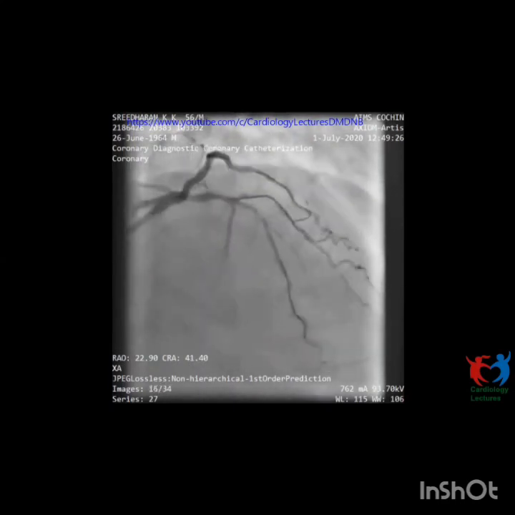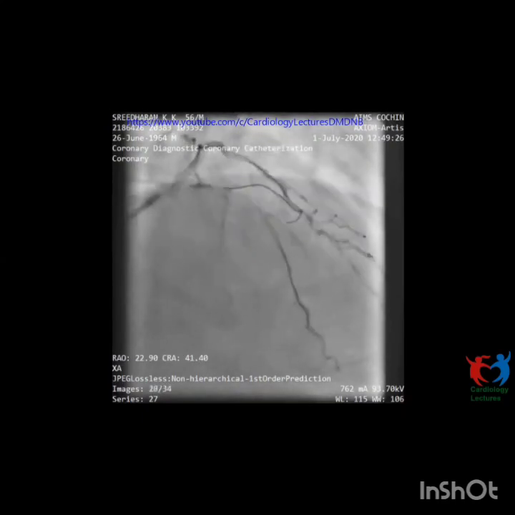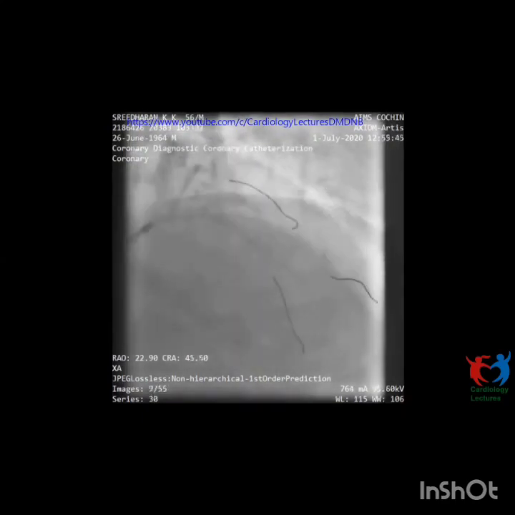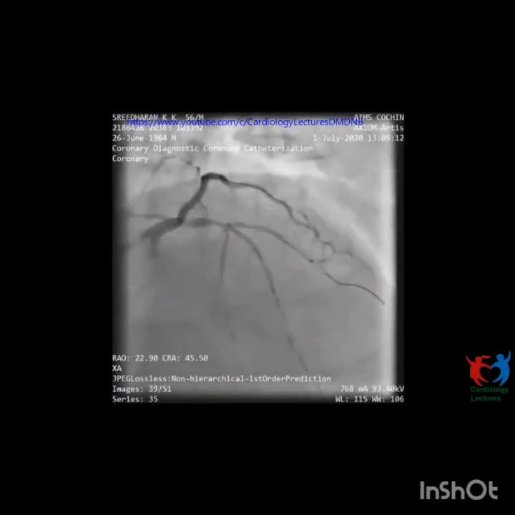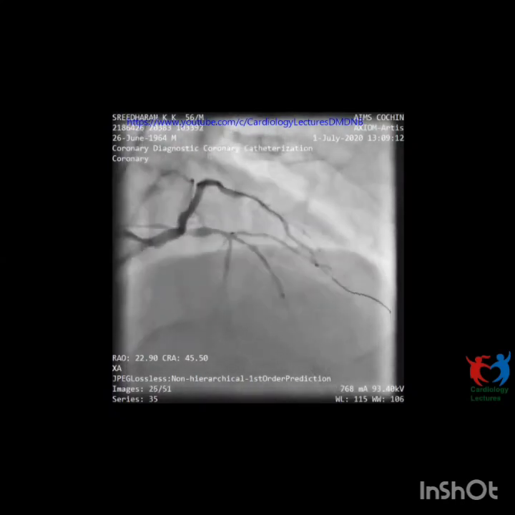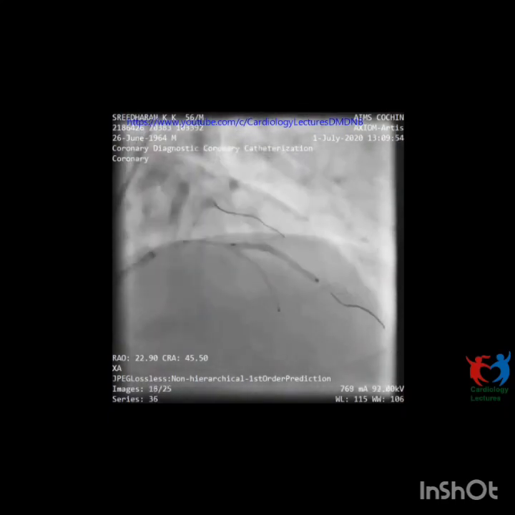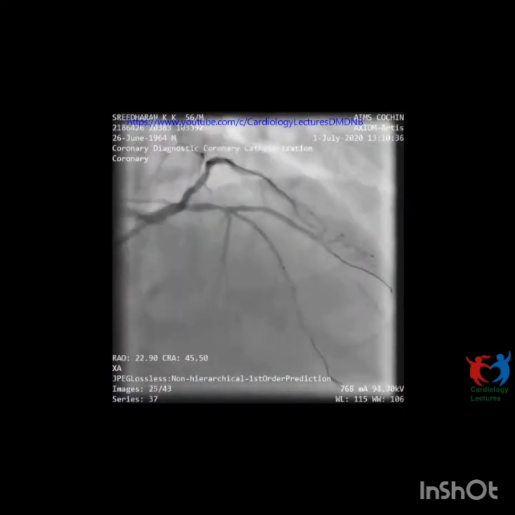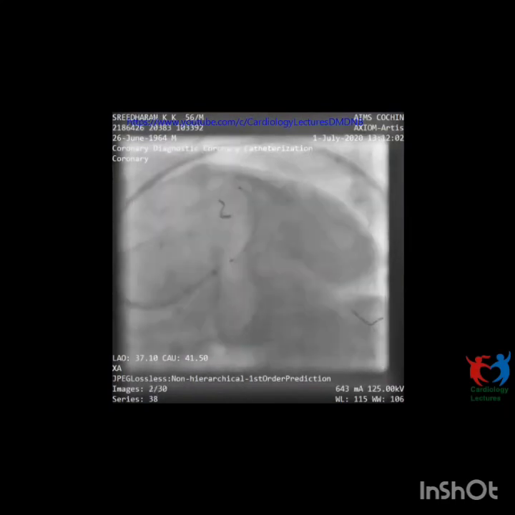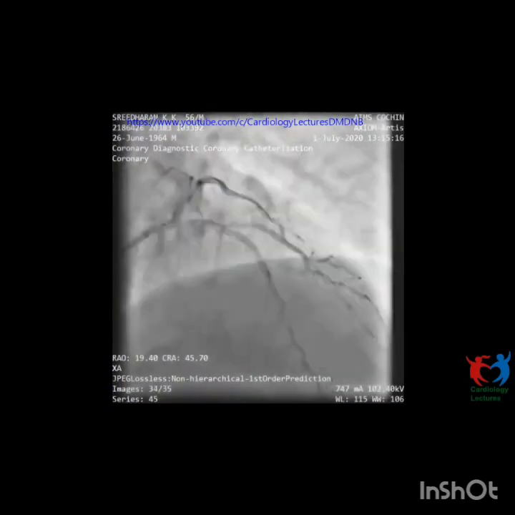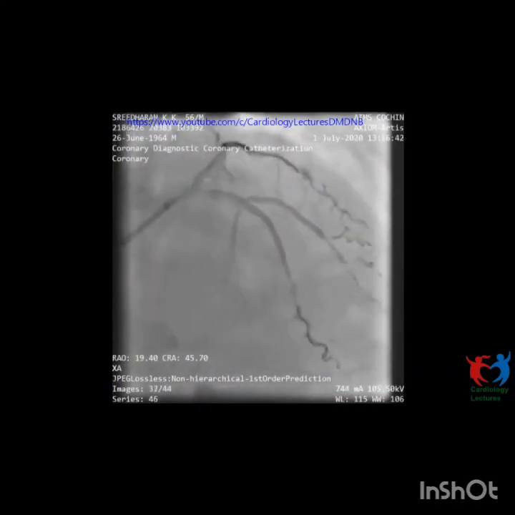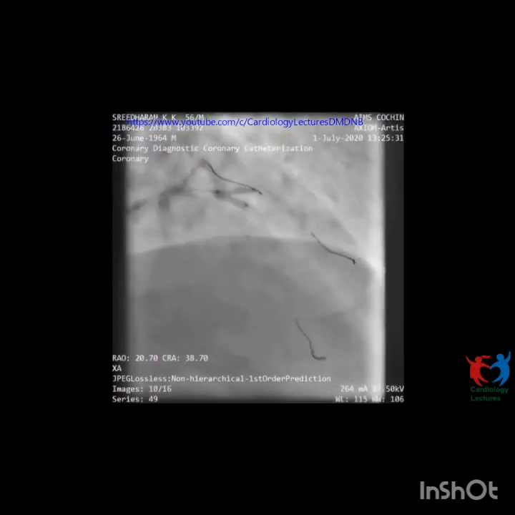So we have now 3 wires, one in the circumflex, one in the diagonal, and one in the LAD. We dilated the diagonal lesion. We dilated the LAD lesion. We wanted to do a mini crush stenting of the diagonal and the LAD. So we have parked the stent in the LAD and we are positioning it in the ostium of the diagonal. We deployed it, keeping the LAD stent there. And after removing the wire and the balloon from the circumflex, we deployed the stent, keeping it as close to the ostium of the LAD as possible. And then we wired the diagonal once again, did a sequential, and finally a kiss. We were about to dilate the proximal LAD.